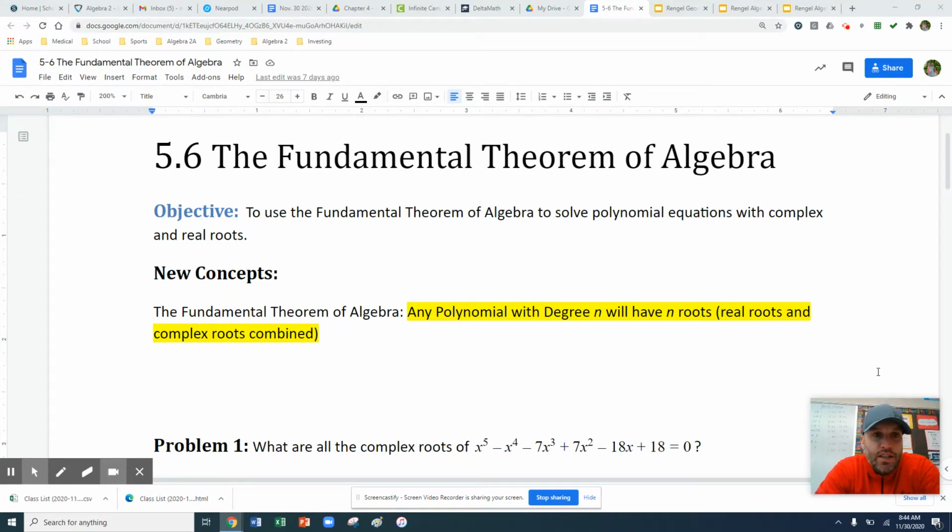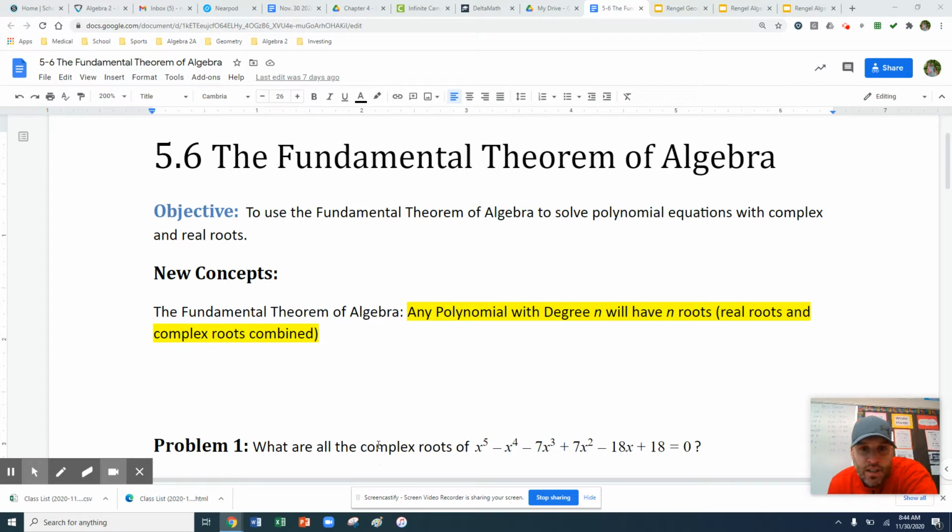Today we're looking at section 5.6, Fundamental Theorem of Algebra. Our goal today is to use the fundamental theorem of algebra to solve polynomial equations with complex and real roots. First, our new concept of the day, the fundamental theorem of algebra.